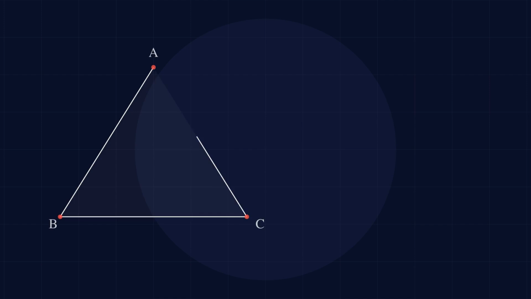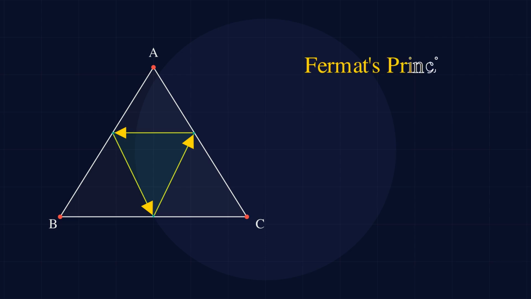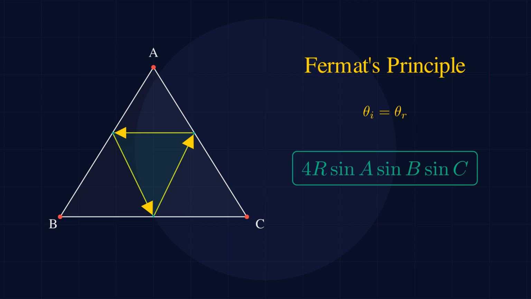A light ray bouncing inside the triangle takes the shortest closed path when the angle of incidence equals the angle of reflection at each wall. That's Fermat's principle, and that path is exactly the orthic triangle. Geometry and physics giving the same beautiful answer.